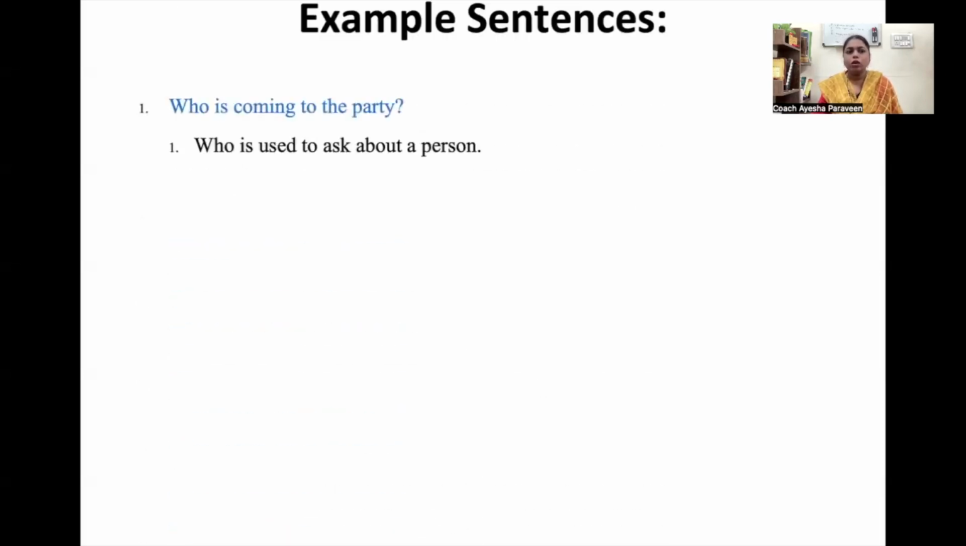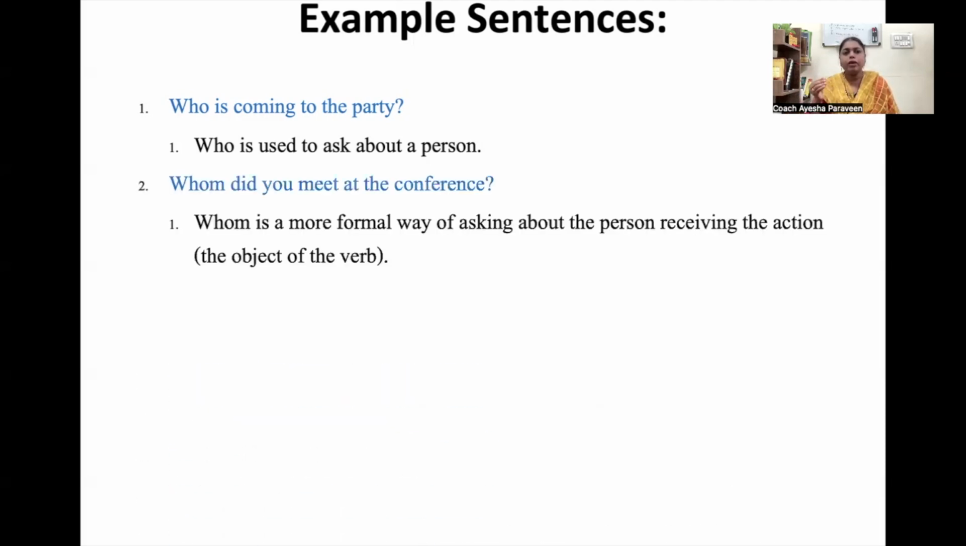Example of who. Who is coming to the party? Here you see the sentence starts with who. As I told, who and whom we use for people. Who is used to ask about a person. When a sentence starts with who, you should imagine that somebody is inquiring about a person, you can't think of any object. Okay, who is coming to the party?